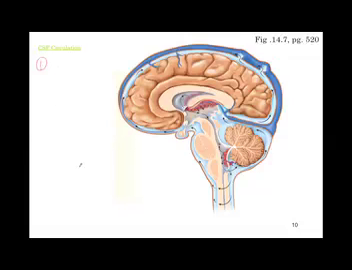I'm going to put numbers on these. I don't know how many I'm going to end up with, but we'll start up here with the choroid plexus in the lateral ventricles. So we'll say CSF is produced by CP, by the choroid plexuses in the lateral ventricles.